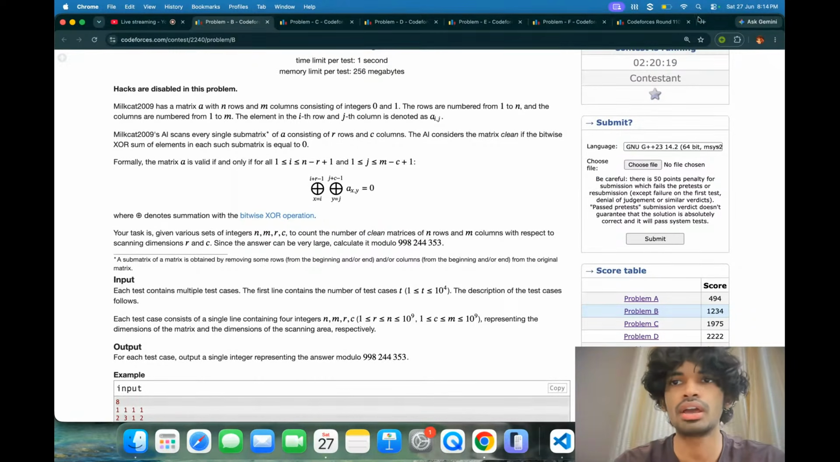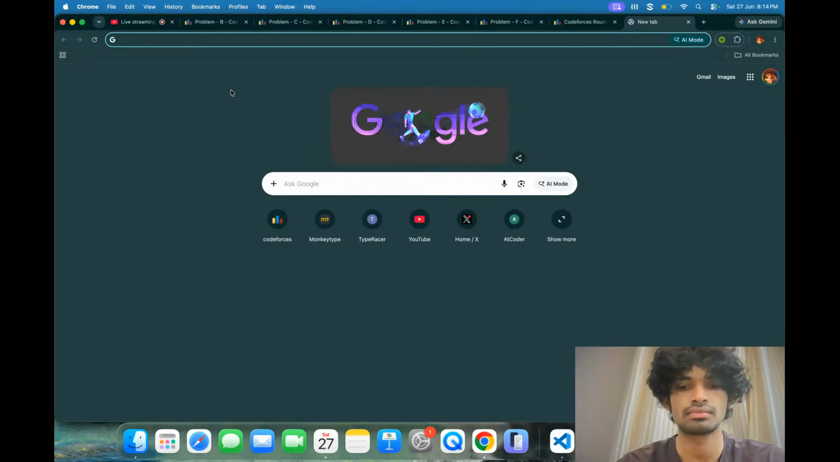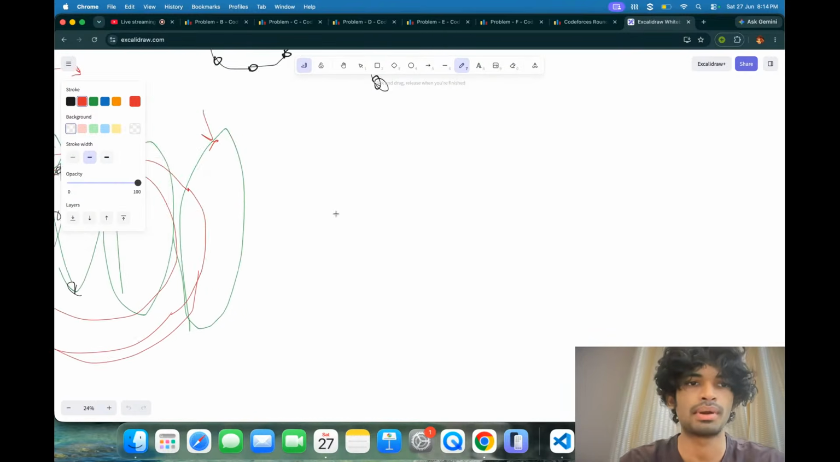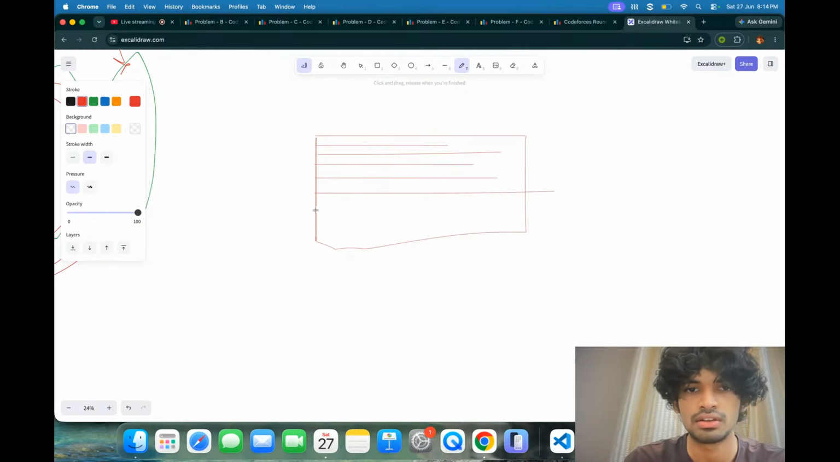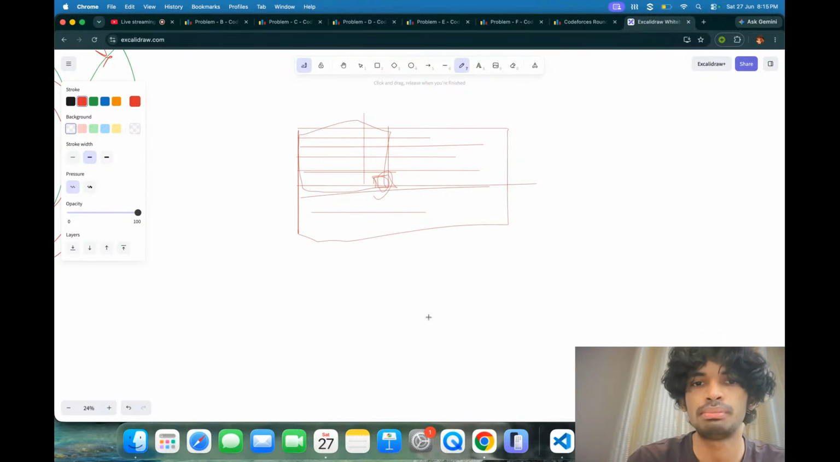Okay, now what's the formula I got? I can do it on pen and paper, but for you guys, I'm just doing it here. The answer I got is if you take a grid, I'm doing it with touchpad. I will have everything except this one fill as I like, which would be r into c minus 1 cells.